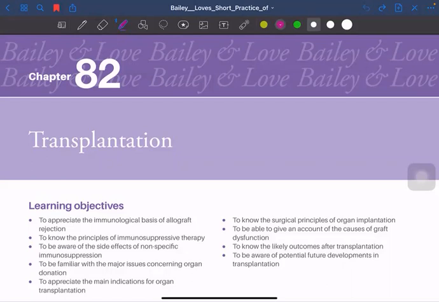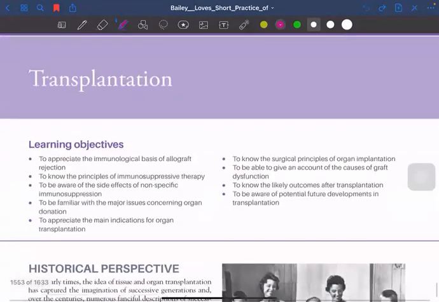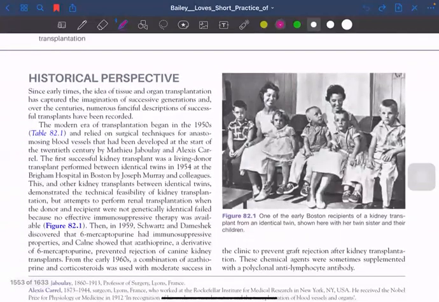Good evening, everyone. So today we will start with the chapter of transplantation, chapter 82 of Bailey. If you look in the historical perspective, I'll be discussing the important points only. So let's start with that.